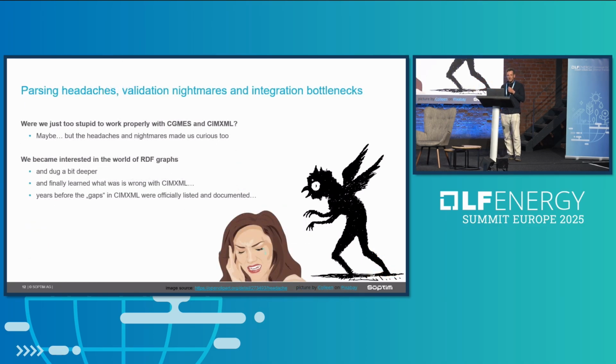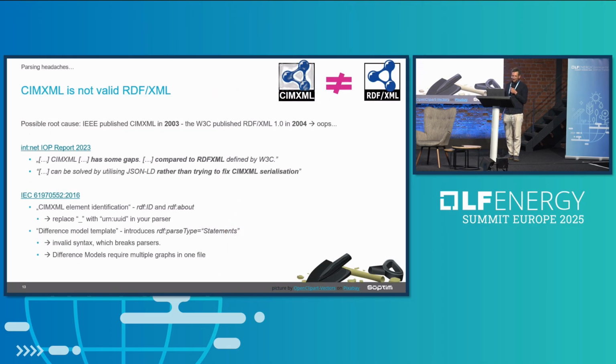So, were we just too stupid to properly work with CGMES and XML? Maybe, but the headaches and nightmares made us curious too. So we became interested in the world of RDF graphs, dug a bit deeper, and we learned what is wrong with SimXML years before these gaps were officially listed and documented. So one possible root cause is IEEE published SimXML in 2003, where RDF XML has been published in 2004, 1 year later.